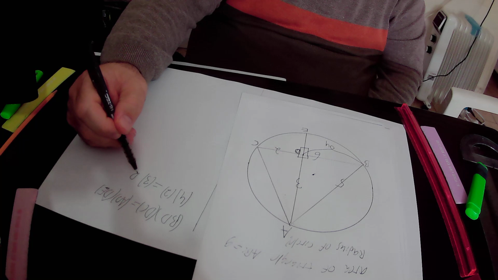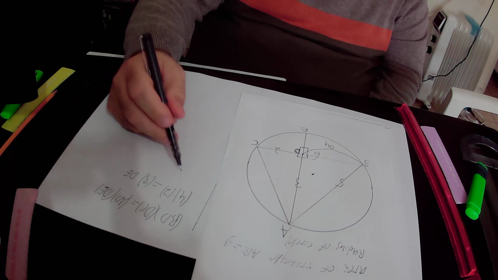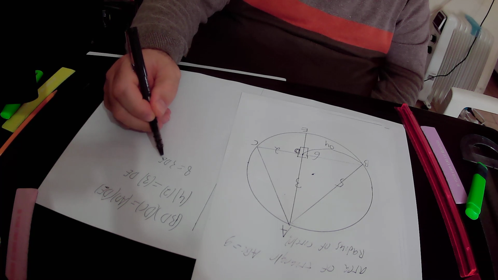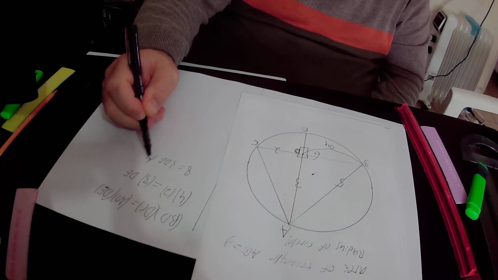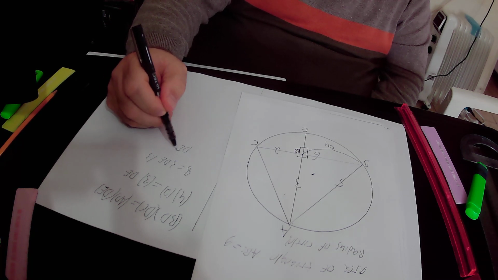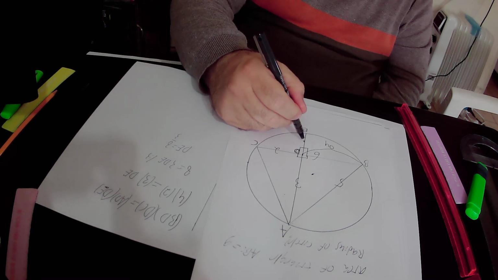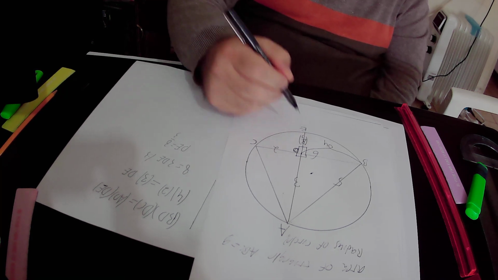Times DE. DE is the missing segment. So 4 times 2 is 8. 8 equals 3 times DE. We divide this equation by 3, and we get DE equals 8 over 3 units. Okay.